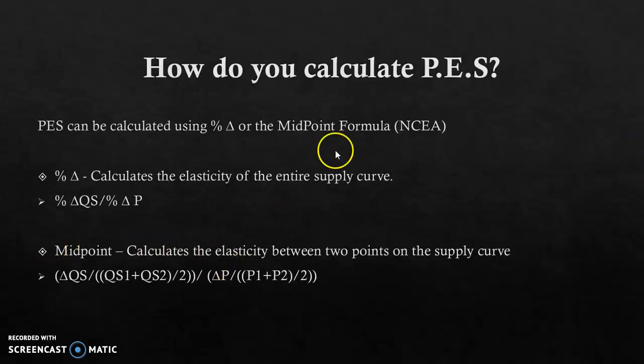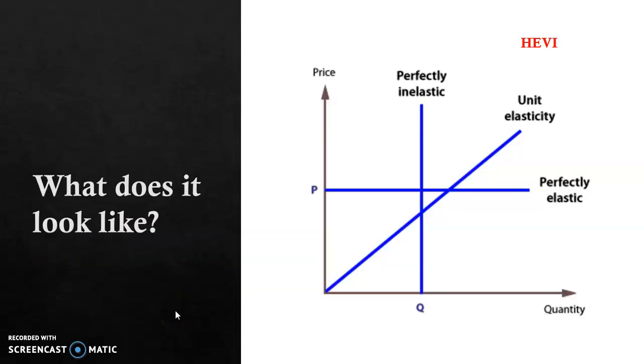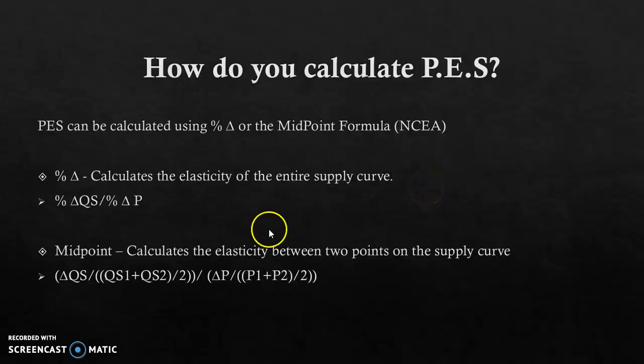And so the more precise method that we do use in NCEA is the midpoint method, which is calculating between two points, kind of like between here and maybe here. So we're looking at a particular point on the supply curve. And really what we're looking at is the gradient of the slope of the supply curve between two points, whereas the other method is just the gradient of the entire supply curve.